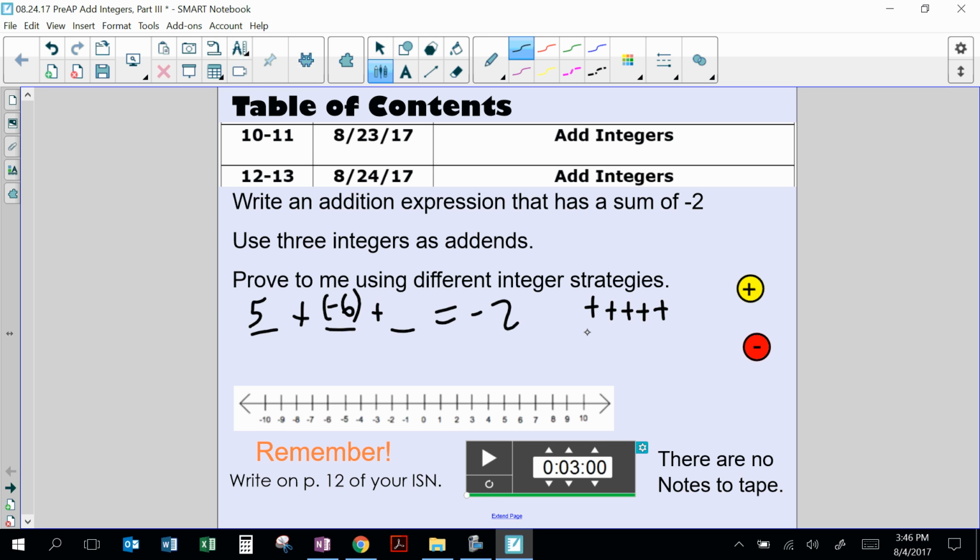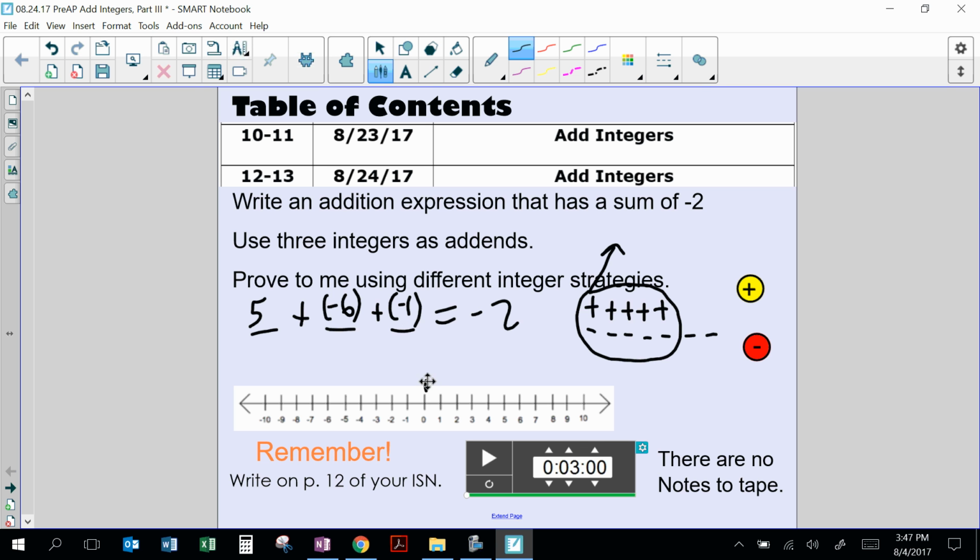I add 6 negatives to this. 1, 2, 3, 4, 5, 6. These are 0 pairs, so I'm left with -1. I need -2, so I need to add another -1, and that is equal to -2. Yes. So let's look at our number line and make sure I do understand this.